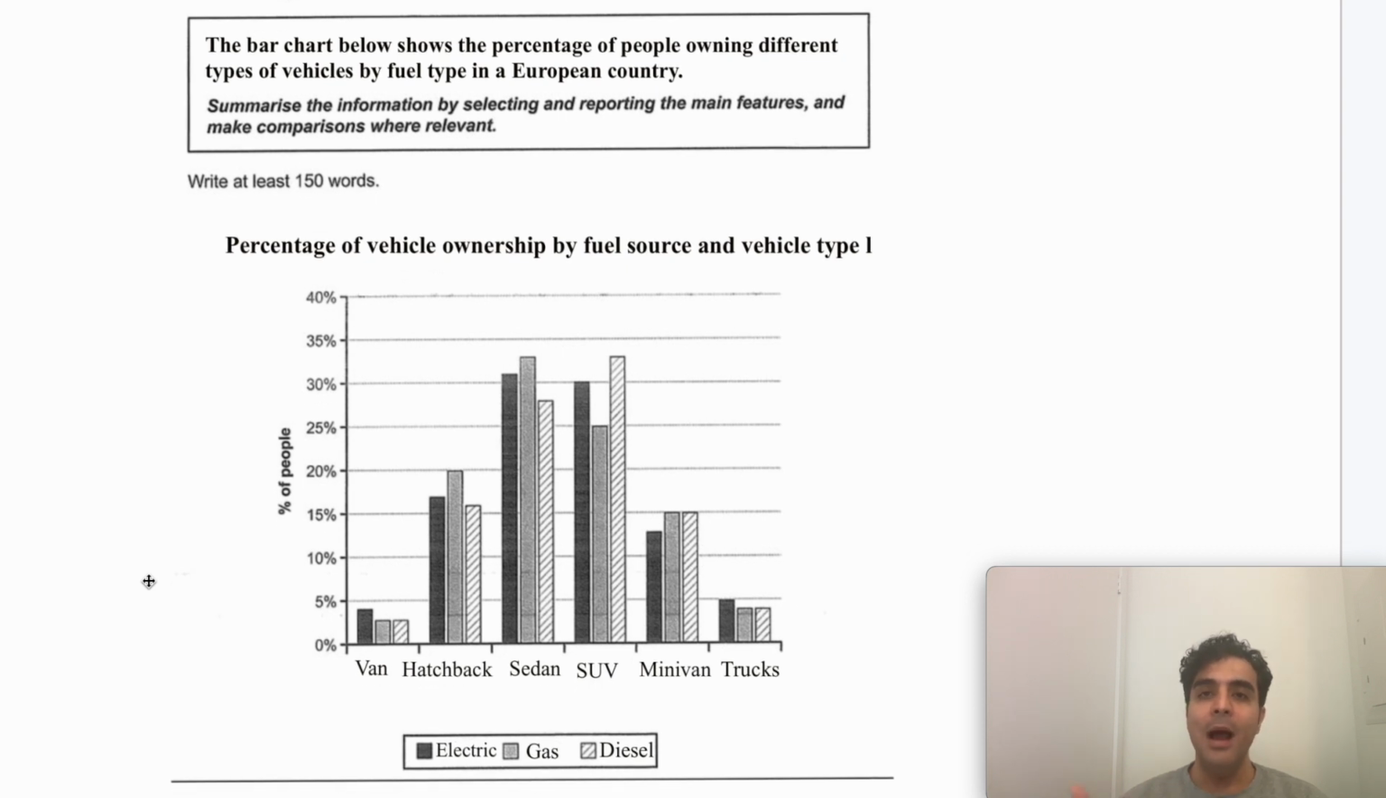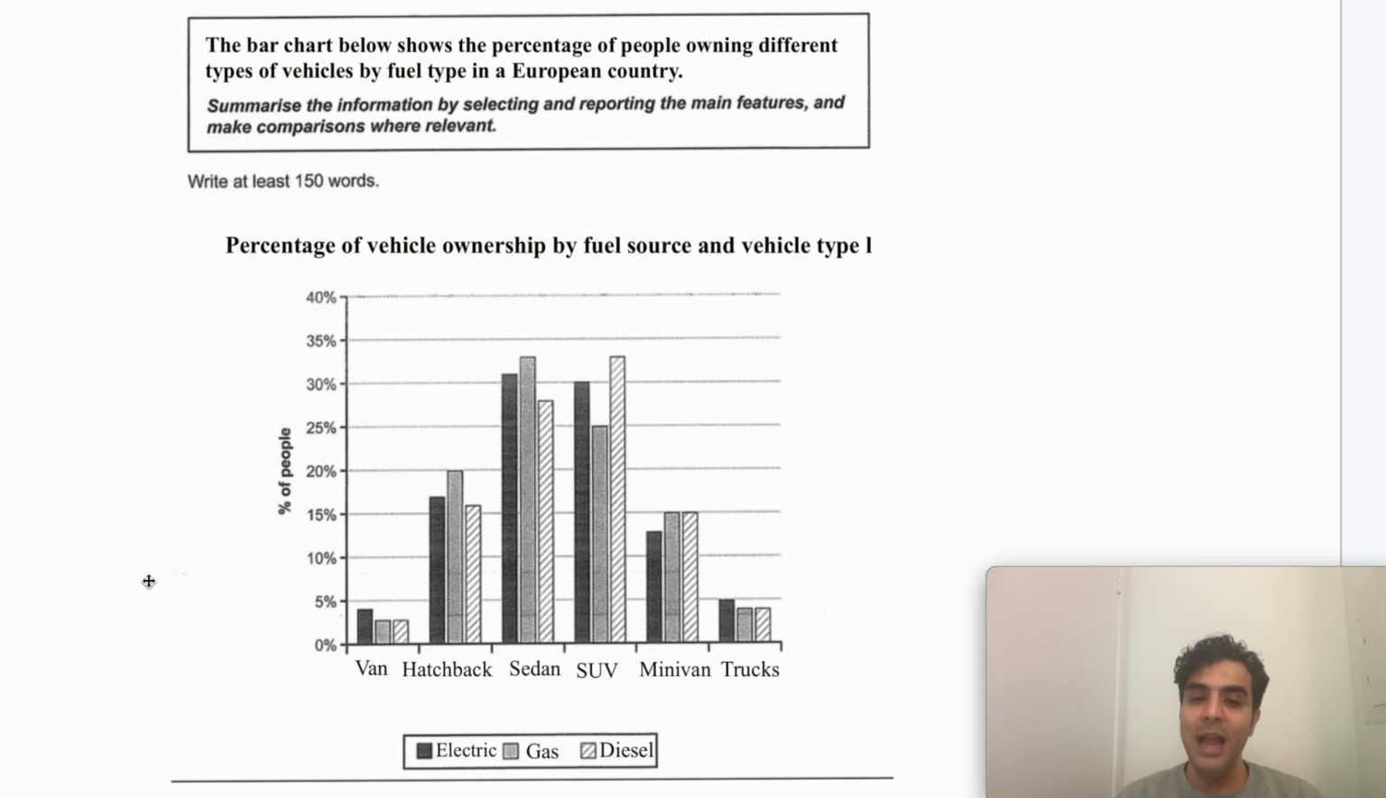And so with that, I have decided how many paragraphs I'm going to write. In this case, 3 paragraphs. Remember, electric, gas, diesel, that's pretty straightforward. Now, the next question is, how can I summarize each of these into 2 or 3 sentences? If I'm not summarizing, like let's say I'm writing a report that will describe everything here, how many sentences am I going to write for electric? Well, I have electric vans, electric hatchbacks, electric sedans, electric SUVs, electric minivans, and electric trucks. I cannot write 6 sentences. So what am I going to do instead?